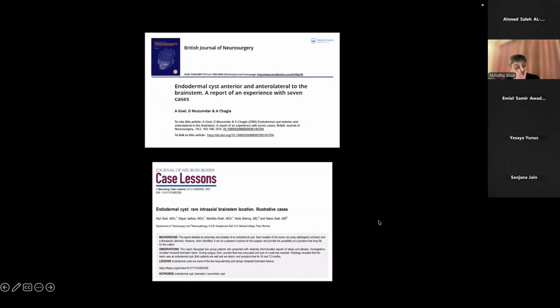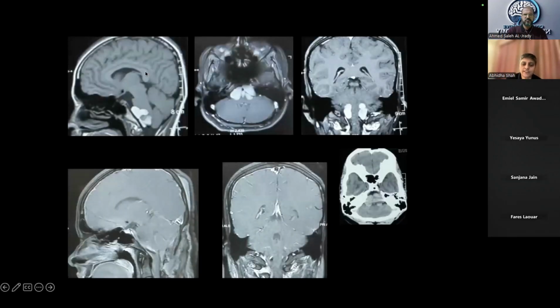Then there is another entity, the endodermal cyst. This is also a very nice tumor to operate. It is a very straightforward tumor, but you have to understand the anatomy and you have to recognize it preoperatively. So these tumors are hyperintense on T1 and hypointense on T2. So when you see a picture like this going on both sides of the cervicomedullary region, this is an endodermal cyst, and you have to just go in.